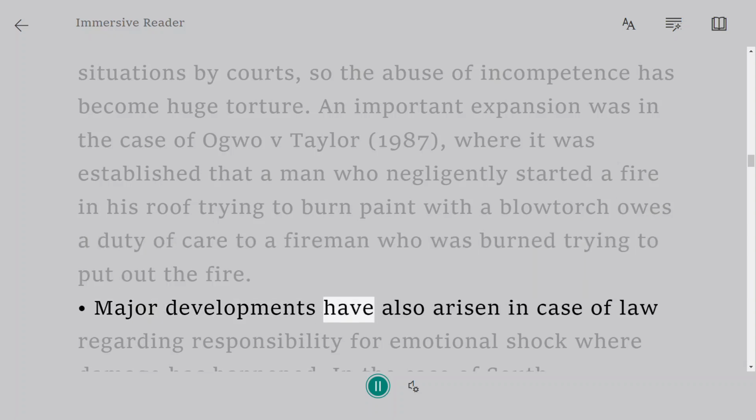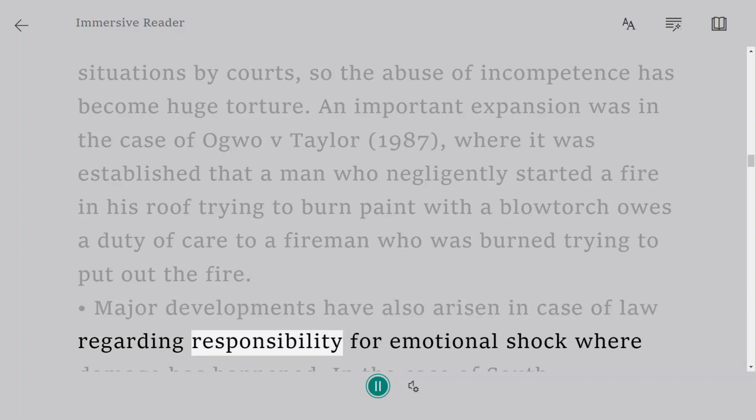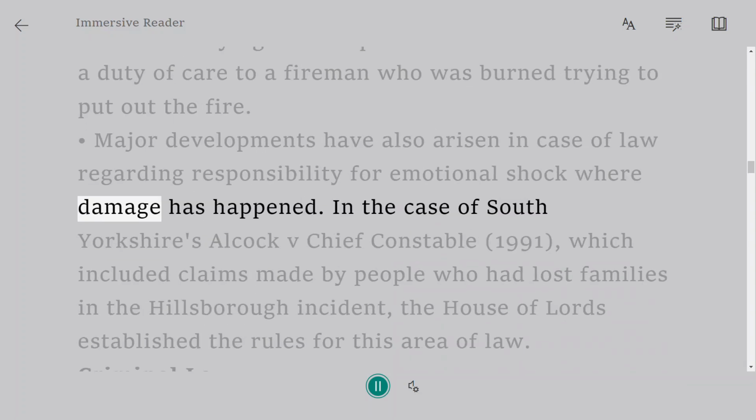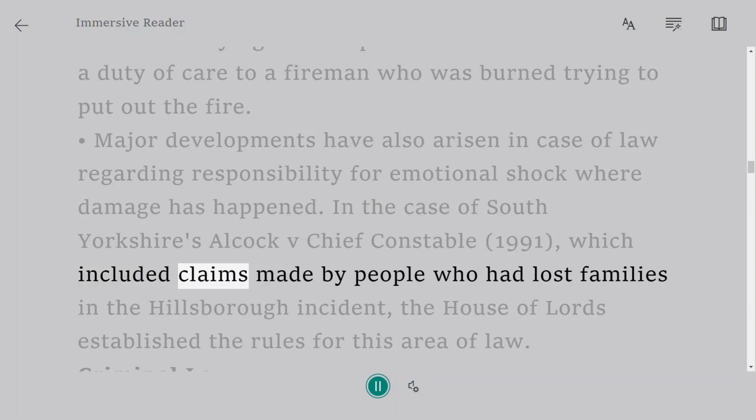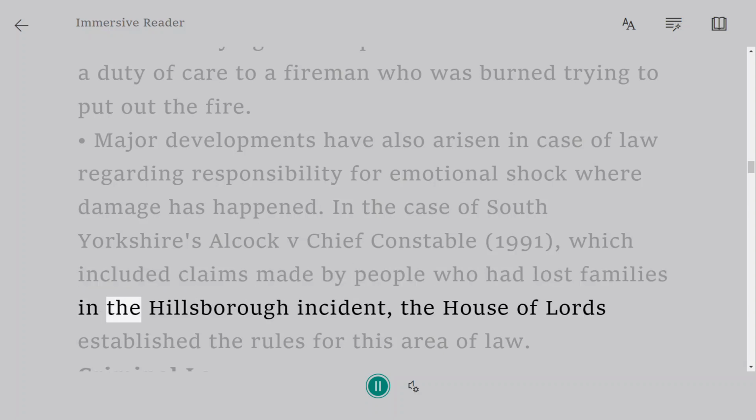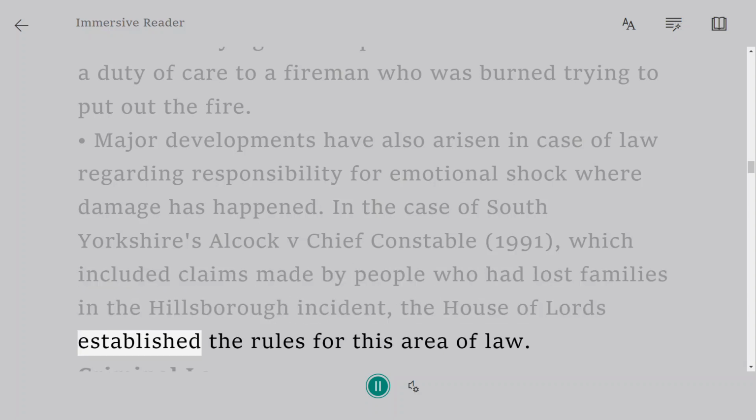Major developments have also arisen in case law regarding responsibility for emotional shock where damage has happened. In the case of Alcock v. South Yorkshire Chief Constable, 1991, which included claims made by people who had lost family members in the Hillsborough incident, the House of Lords established the rules for this area of law.